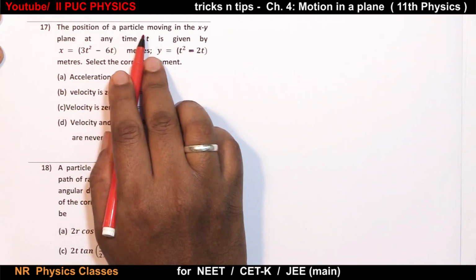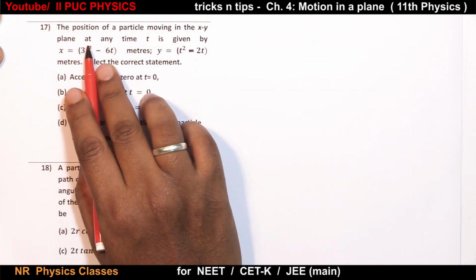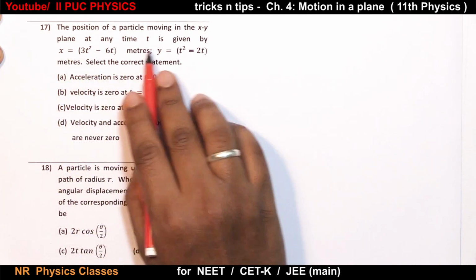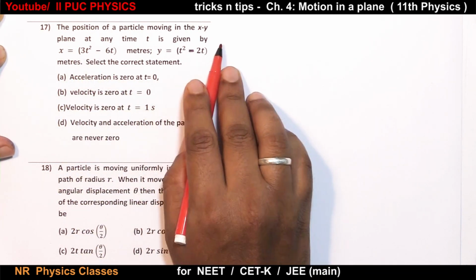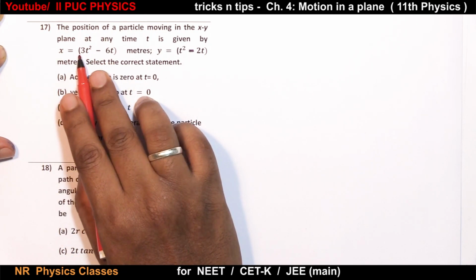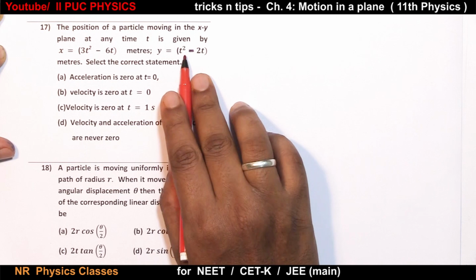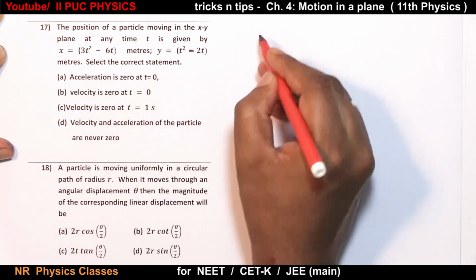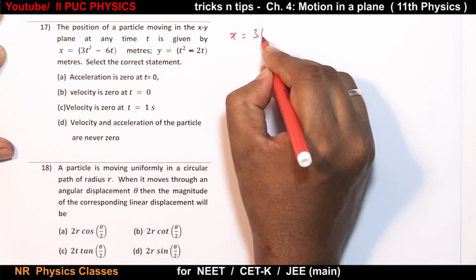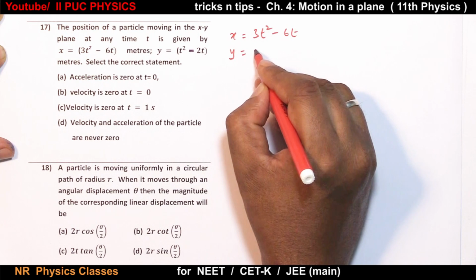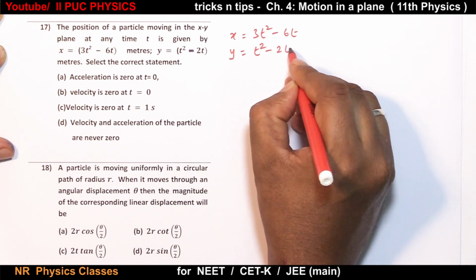The position of a particle moving in the xy plane at any time t is given by x equals 3t square, y equals t square. Earlier I said displacement depends on t square means accelerated motion. Here also accelerated motion. Select the correct statement. x equals 3t square minus 6t, y equals t square minus 2t.